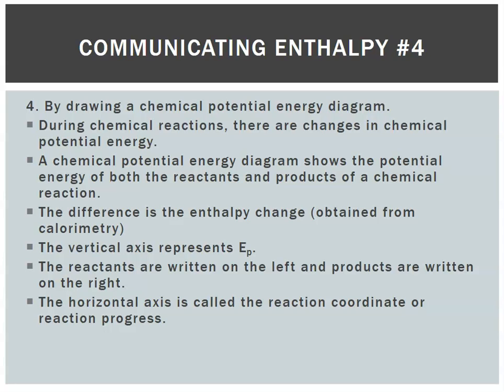A chemical potential energy diagram shows the potential energy of both the reactants and products of a chemical reaction. The difference is the enthalpy change. The vertical axis represents the potential energy. The reactants are written on the left and the products on the right. The horizontal axis is also labeled with reaction coordinate or reaction progress.